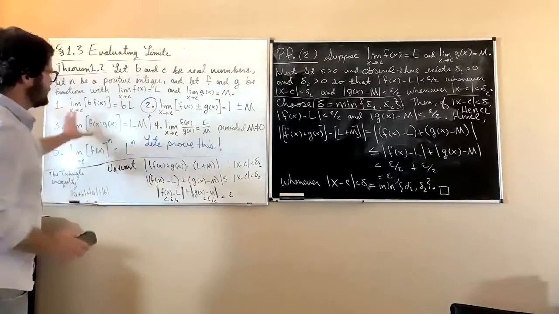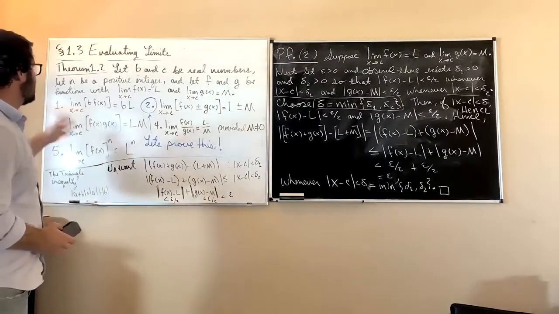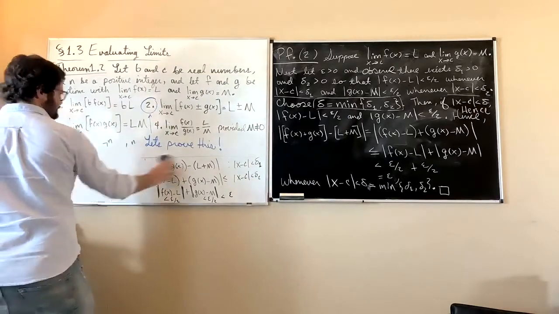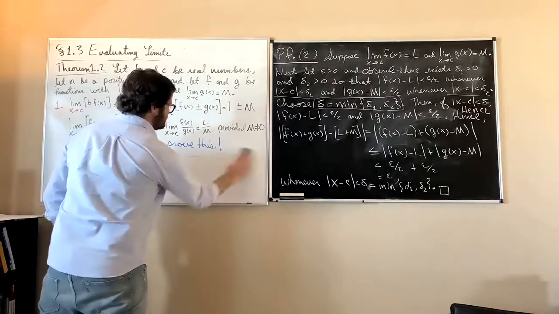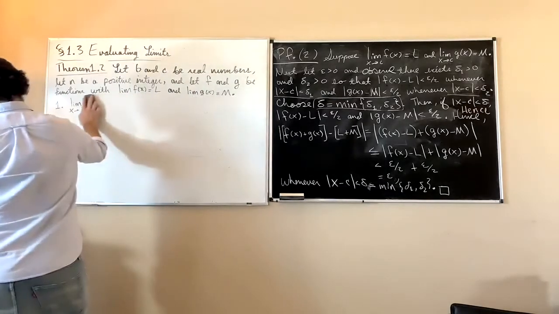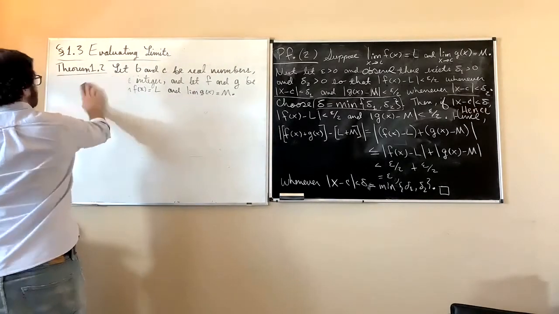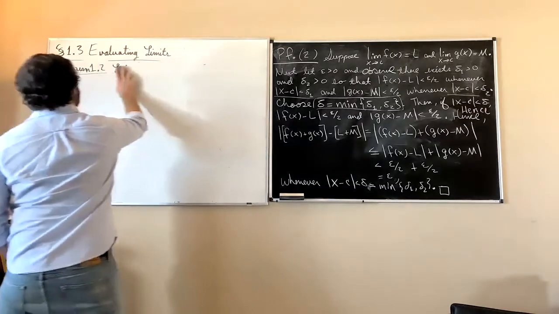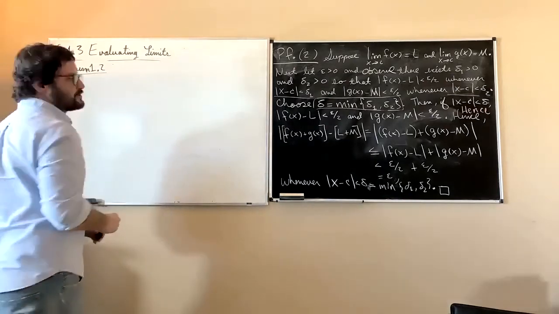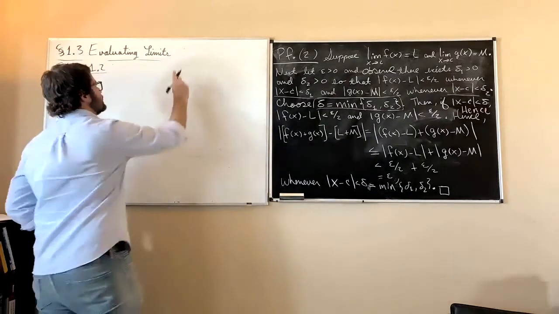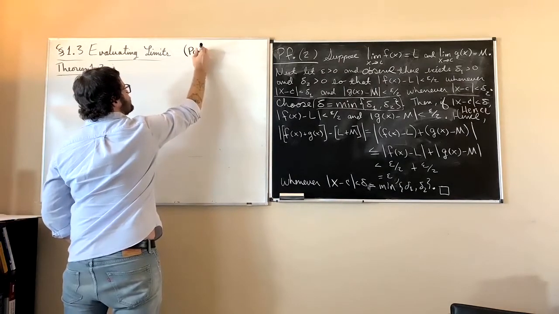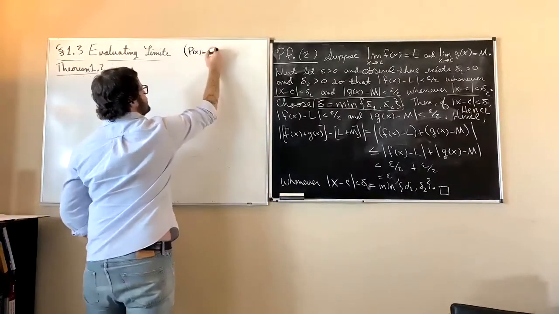So as a consequence of these rules, 1 through 5, we have the following theorems. So just recall the definition of a polynomial function. So just recall that a polynomial of degree n is a function that looks like this.